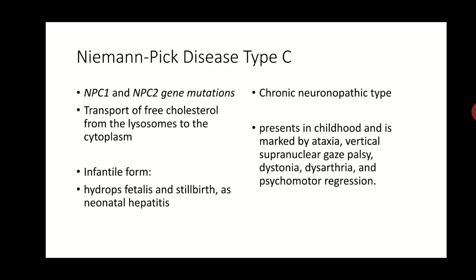Patients usually present with neonatal hepatitis and hepatic failure. It has a chronic neuronopathic form also, which is a less severe form, and the patients usually survive into childhood. Then they develop neurological deficits such as ataxia, supranuclear gaze palsy, dystonia, dysarthria and psychomotor regression.